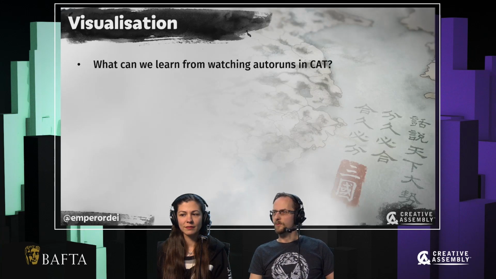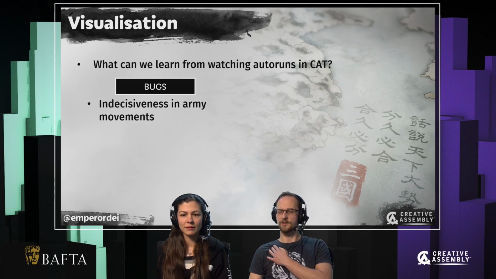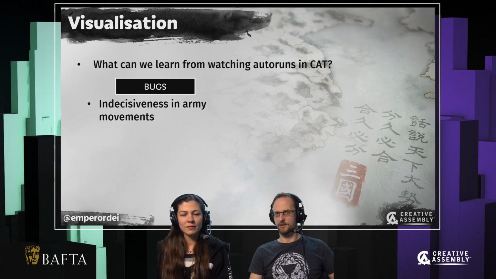So what's the use of watching these autoruns? They look pretty cool, but what sort of bugs or balancing issues can we identify with it? To give you some examples, any indecisiveness can easily be spotted using CAT. For example, if an AI army keeps moving between point A and point B without doing anything meaningful, that's a classical indecisiveness issue, and it's an obvious bug, easy to spot in CAT.